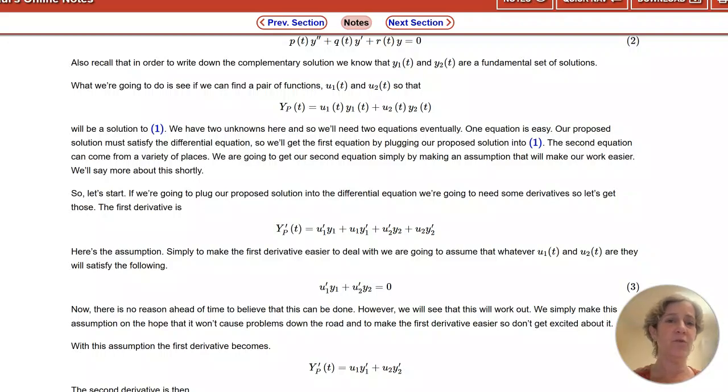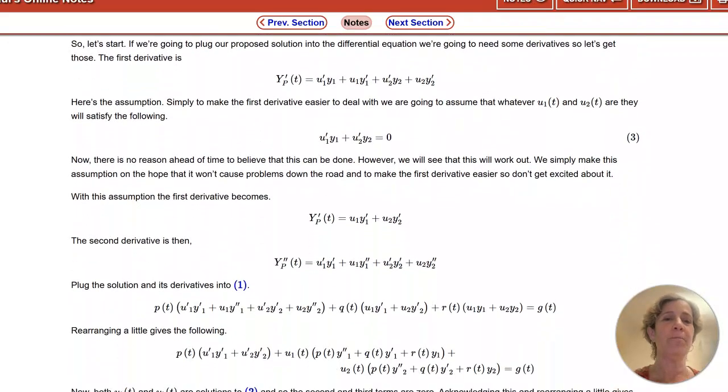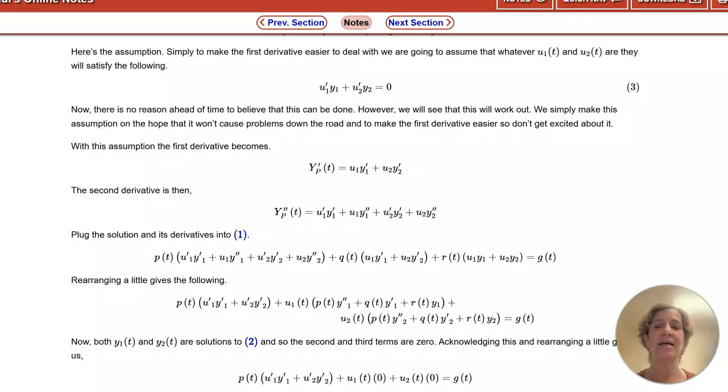So the idea is we are going to plug our solution into the differential equation. Here we're taking the first derivative using the product rule. Notice that the in-between part, u1 prime times y1 plus u2 prime times y2, we're going to make the assumption that that part is 0. In this case, we're just making that assumption. We're not proving it, but you're going to see that that assumption does work out. So our strategy for the proof is let's make an assumption that makes our life easier. Hopefully we can prove as we go through the proof that that assumption makes sense.